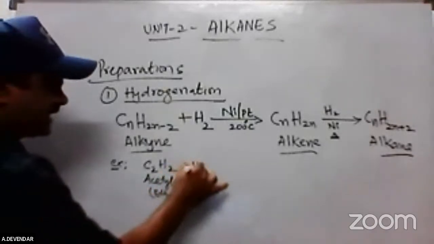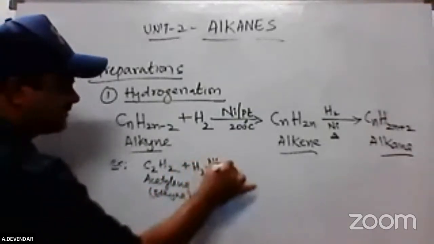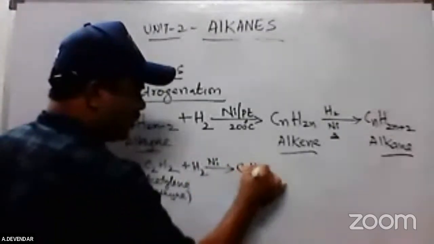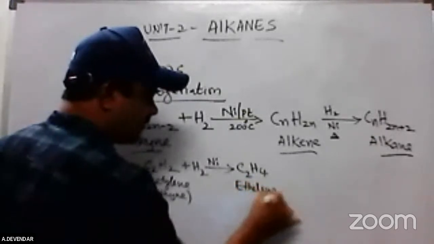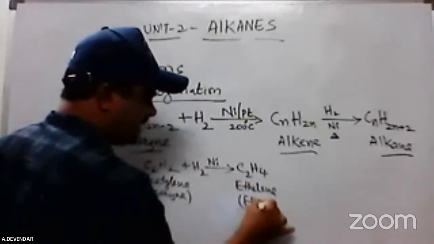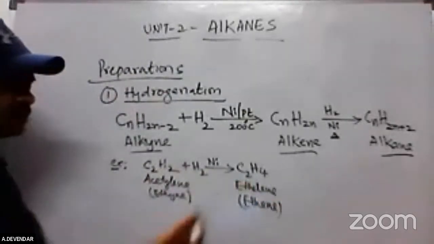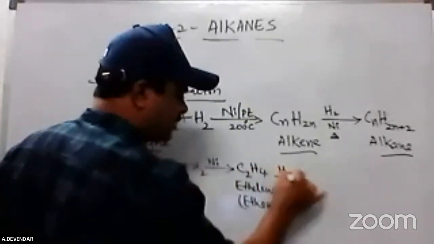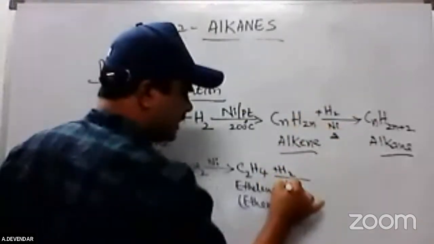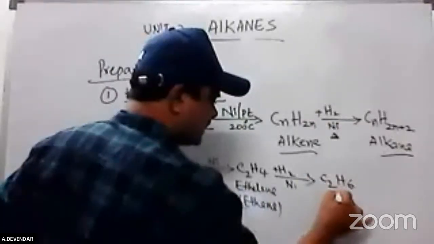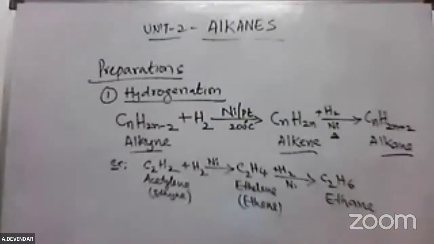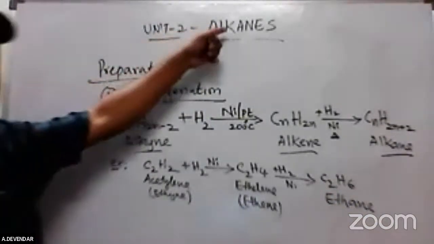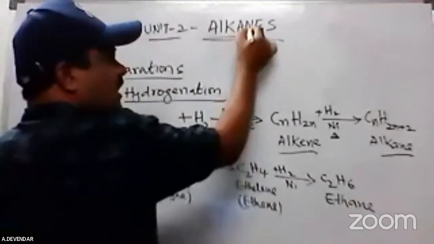This ethyne is hydrogenated in the presence of a nickel catalyst. The formation is C2H4, which is ethylene. Ethylene is the common name, but the IUPAC name is ethene. Just add hydrogen. Now again I am adding hydrogen in the presence of nickel, and you get C2H6. C2H6 is nothing but ethane. Ethane is an alkane.